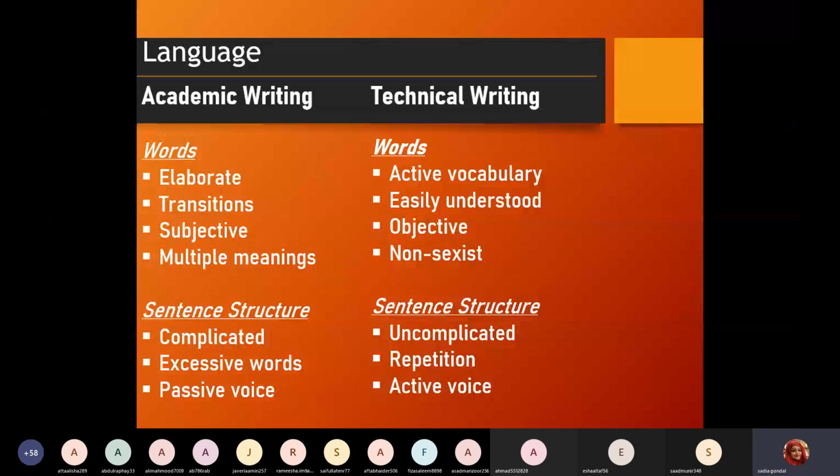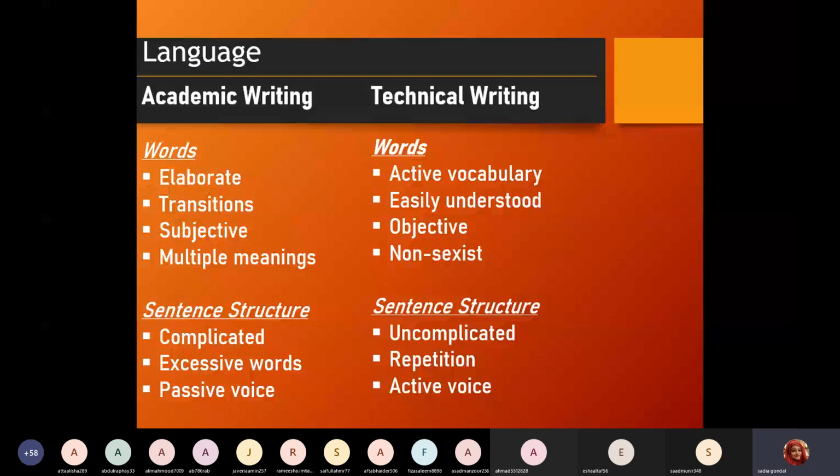In academic writing, because it's meant for pleasure reading, you can write sentence after sentence and you can generate umpteen meanings out of a single idea. But in technical writing, you have to use non-sexist language. I'll just let you know what non-sexist language is in upcoming slides.